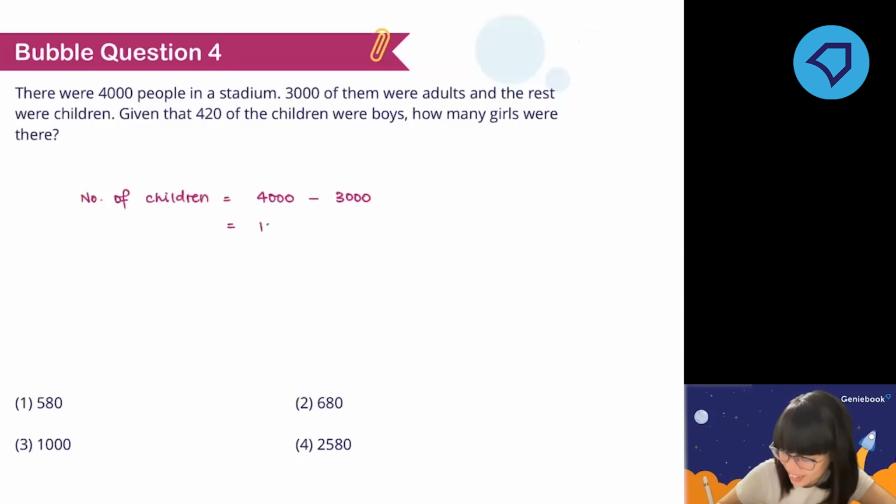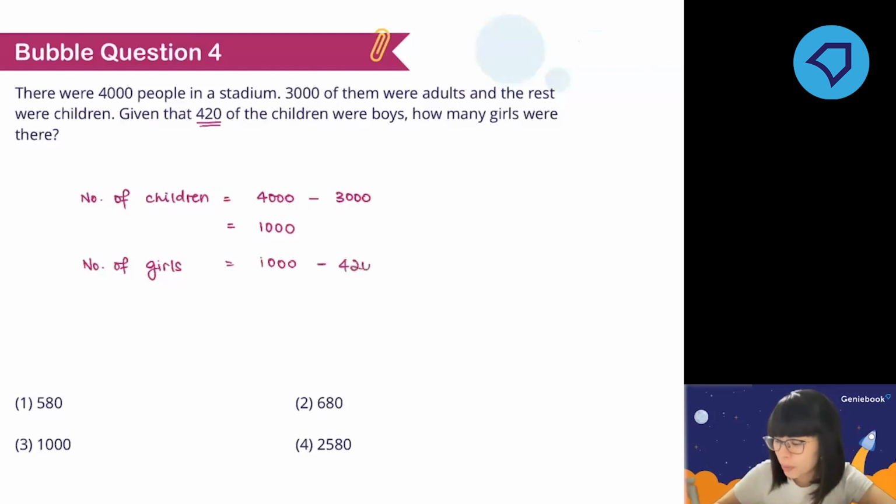1,000. Yes, 1,000. So of these 1,000 children, 420 of them are boys. So you want to find the number of girls. What do we need to do? Yes, you need to take 1,000 minus away the number of boys. Then you will get 580.